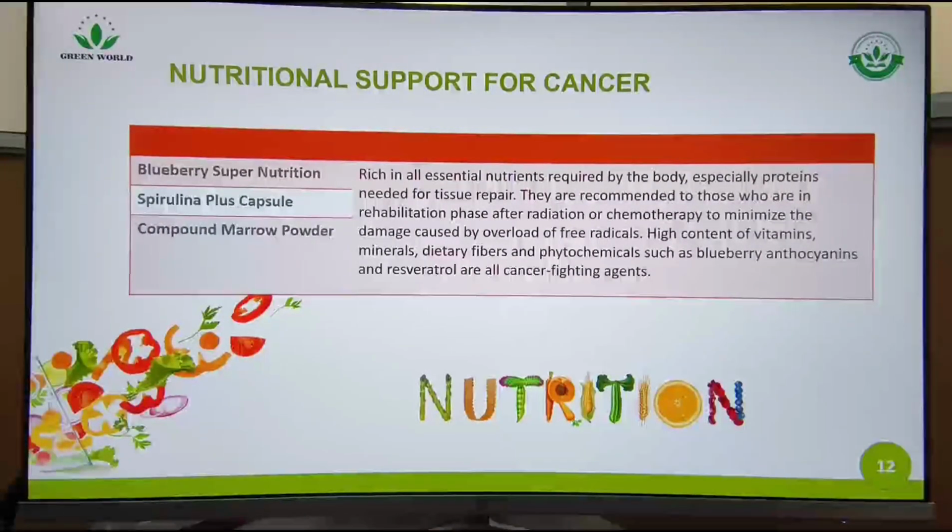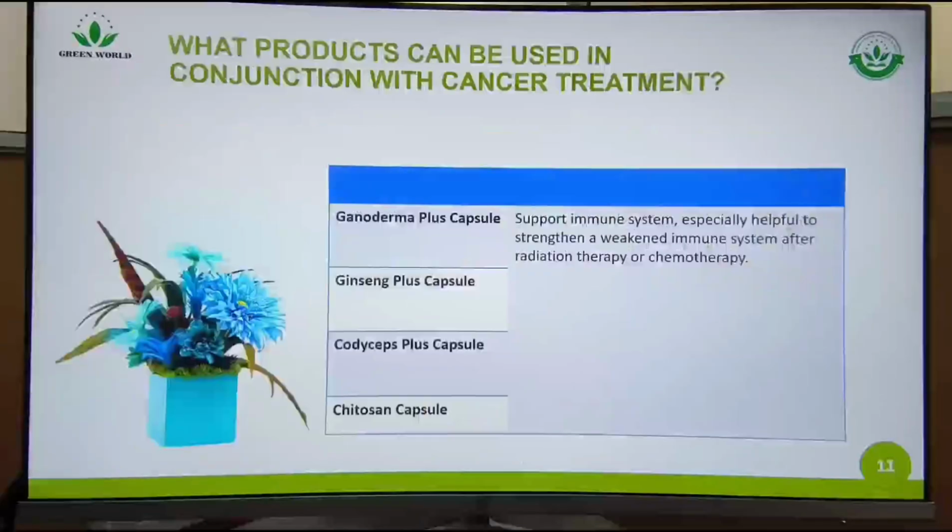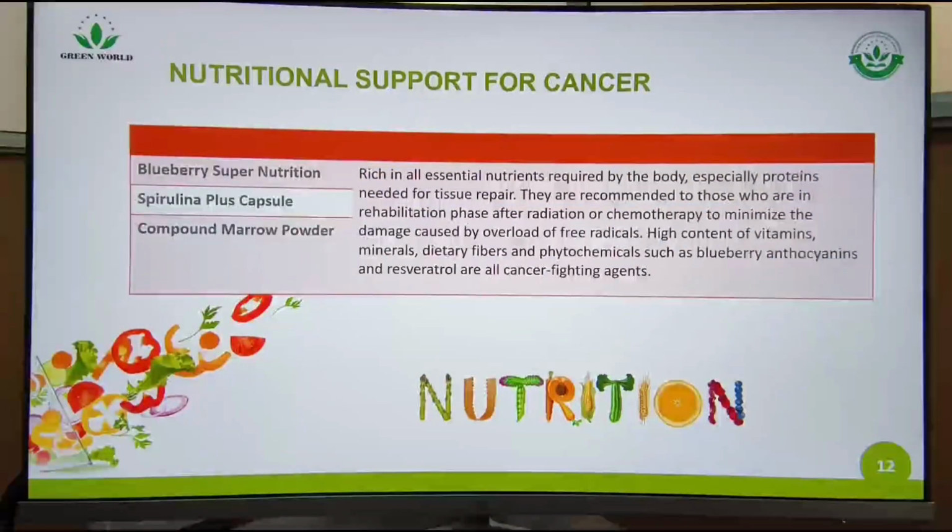Okay, now like I said earlier on, we have so many types of cancer, but I just want us to mention or just talk about a few. Not in depth, just to recommend the products that can help in that sector. Now these products here: the Ganoderma Plus capsule, ginseng, cordyceps, chitosan, blueberry super nutrition, spirulina, and compound marrow can be given to any cancer patient, any patient with any type of cancer. But we'll always have to add others depending on what type of cancer that person has.